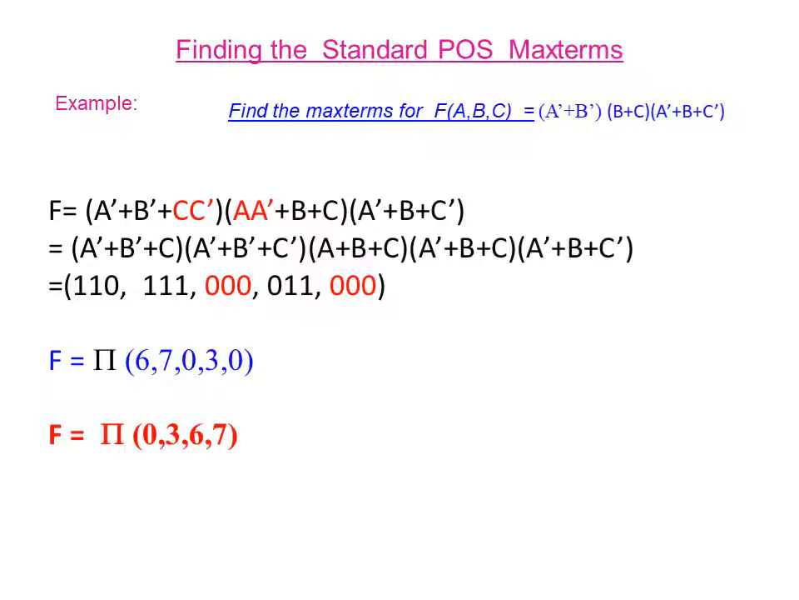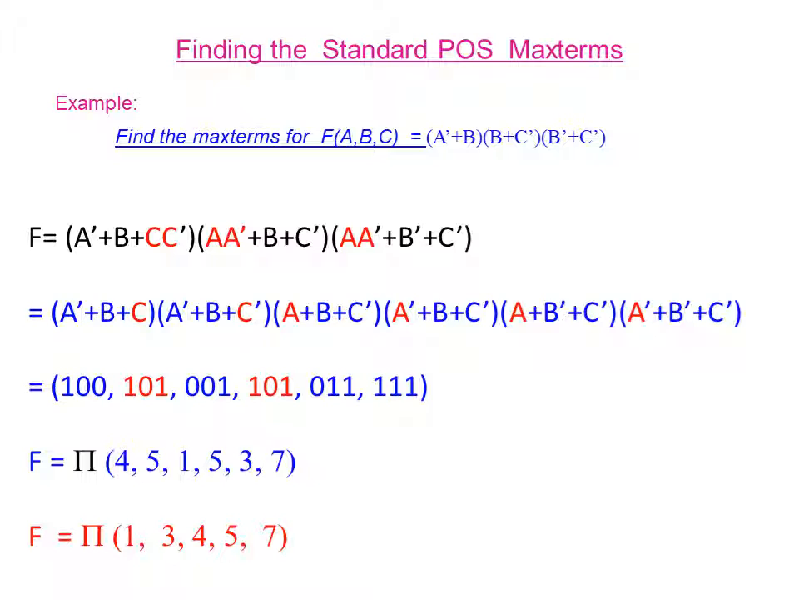In this example, in the first max term variable C is missing, so we add C dash. In the second max term A is missing, so A dash. In the third max term, all the 3 variables are present, so leave it as it is. So now C is split into two max terms and this A is split into two more max terms. Now repeated terms are eliminated. 0 is repeated 2 times, so we eliminate 1 term. Then we convert into equivalent decimal. This is the procedure to obtain standard POS form.